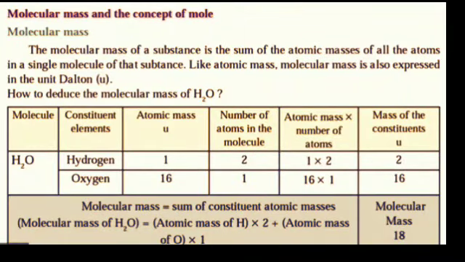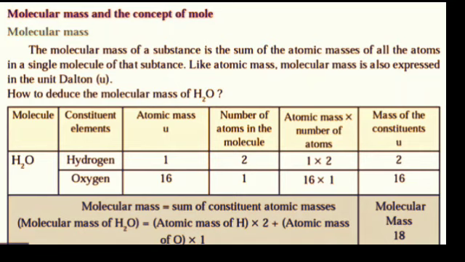Now, what do you mean by molecular mass? The molecular mass of a substance is the sum of the atomic masses of all the atoms in a single molecule of that substance. Like atomic mass, molecular mass is also expressed in the unit dalton, that is denoted by U. Now, what do you mean by atomic mass first? Atomic mass means the number of protons and neutrons present in an atom.